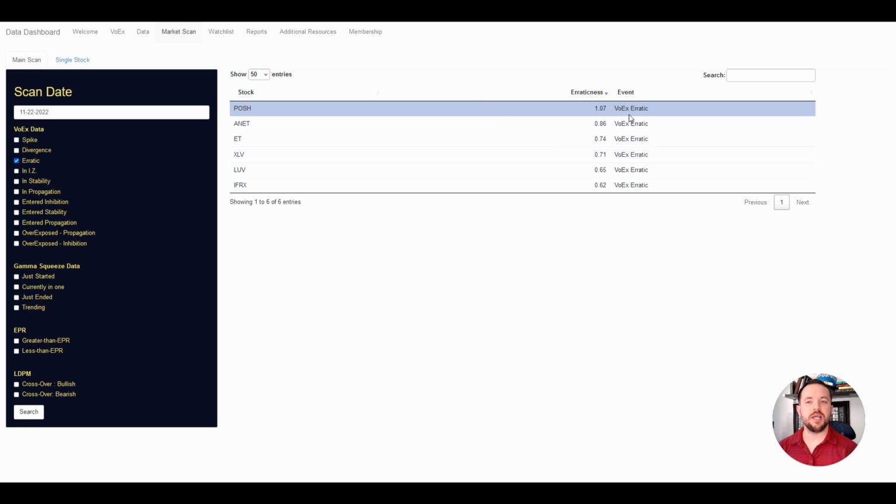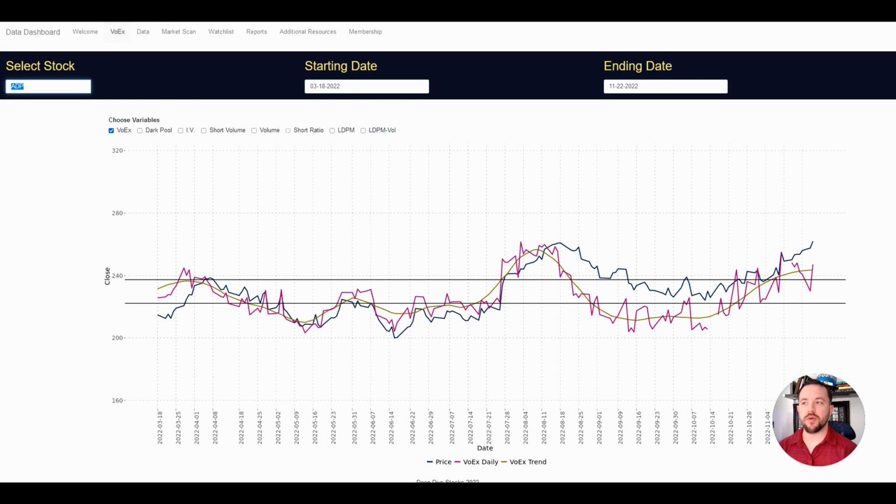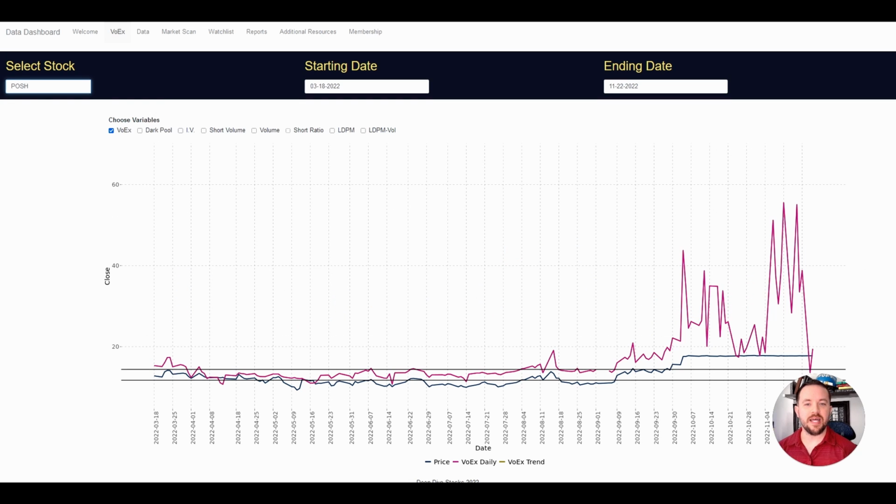So for instance, if we look at Posh, it has a score of 1.07. So if we go over to the VoEx tab and look at Posh, we do in fact see that lately it has been behaving pretty drastically, or some might say it's been pretty erratic.